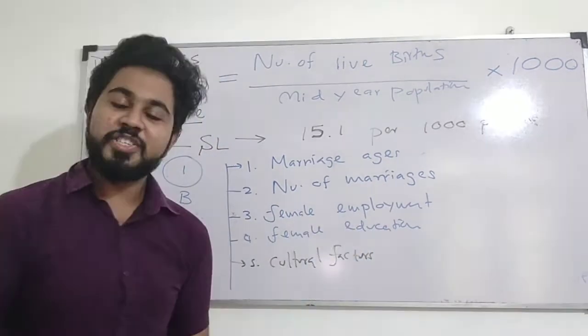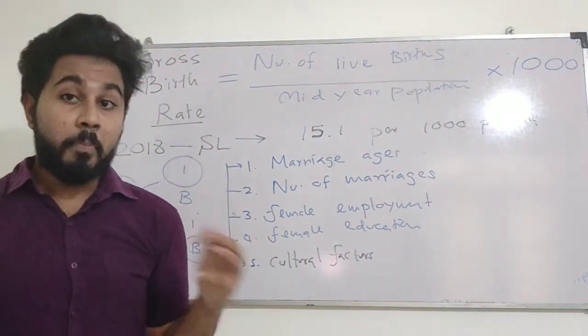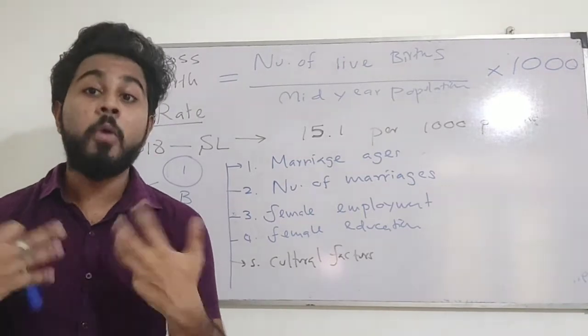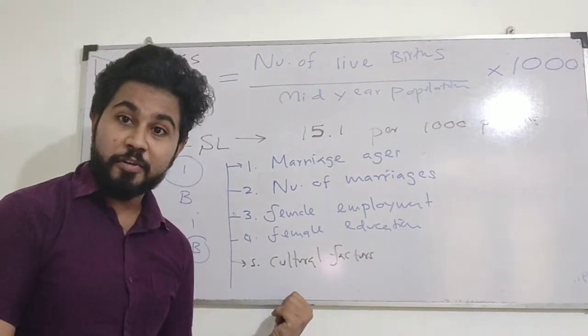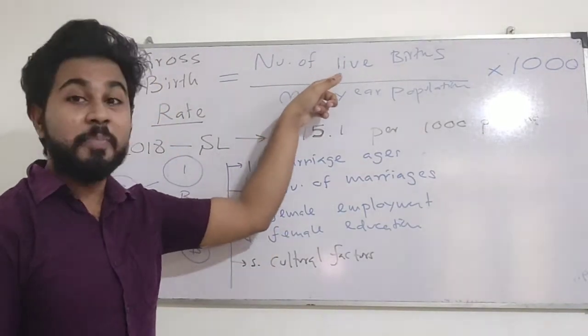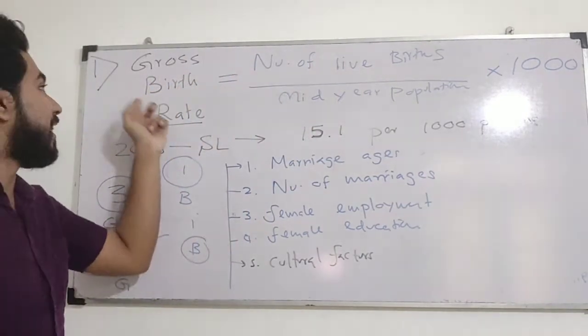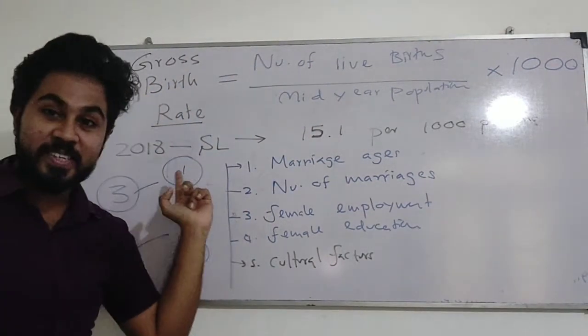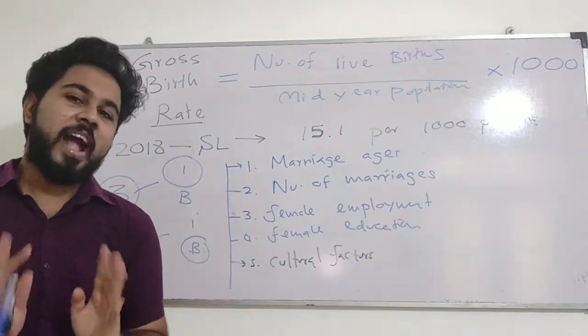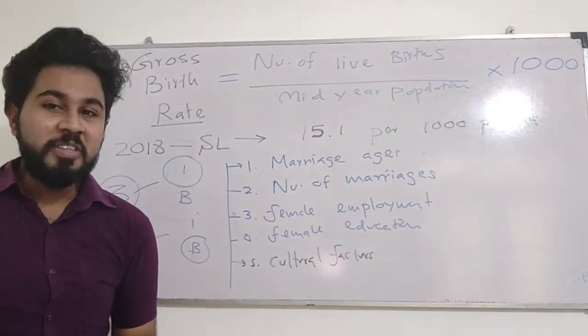Not only that, the fifth one is cultural factors, right? Okay, so religions like Islam motivate people to generate more and more babies. That means cultural factors affect the increase of births and the increase of the gross birth rate. Okay, so those are the few factors that affect the growth of the gross birth rate.